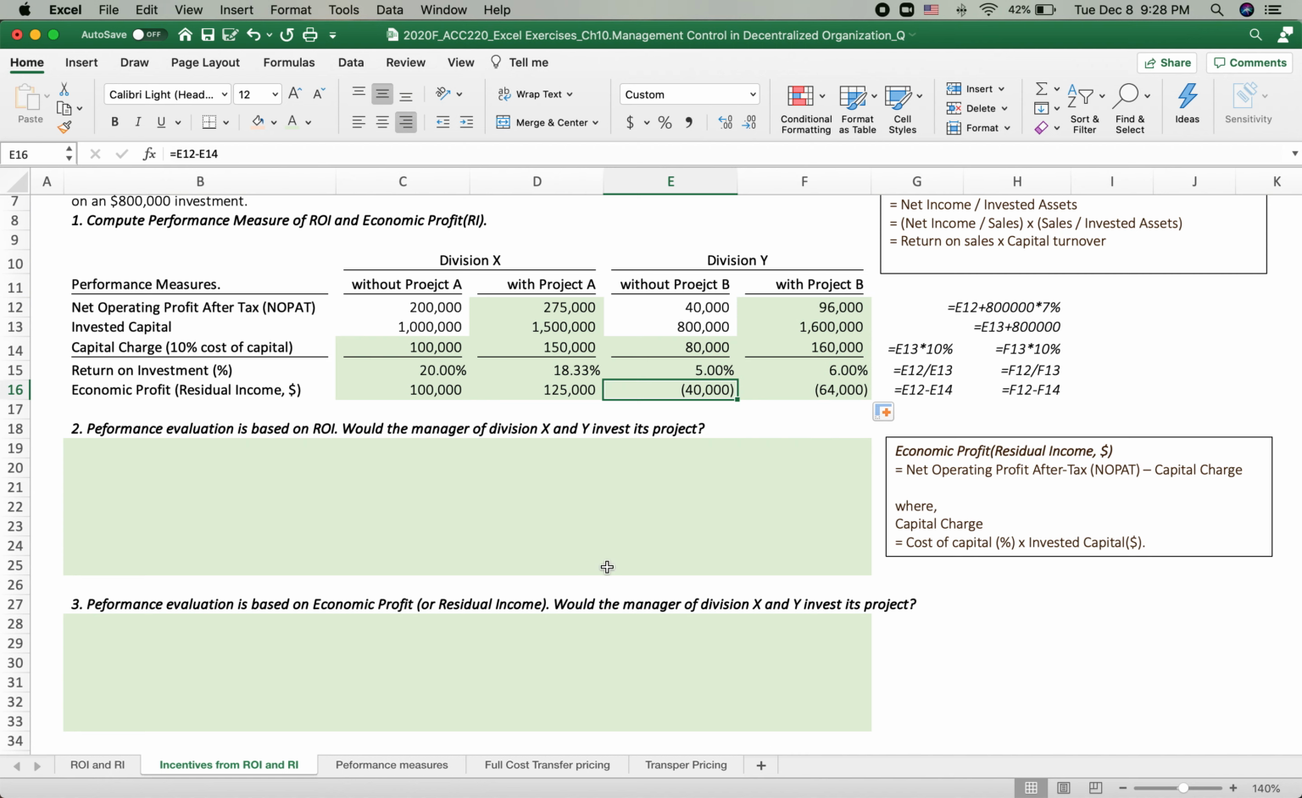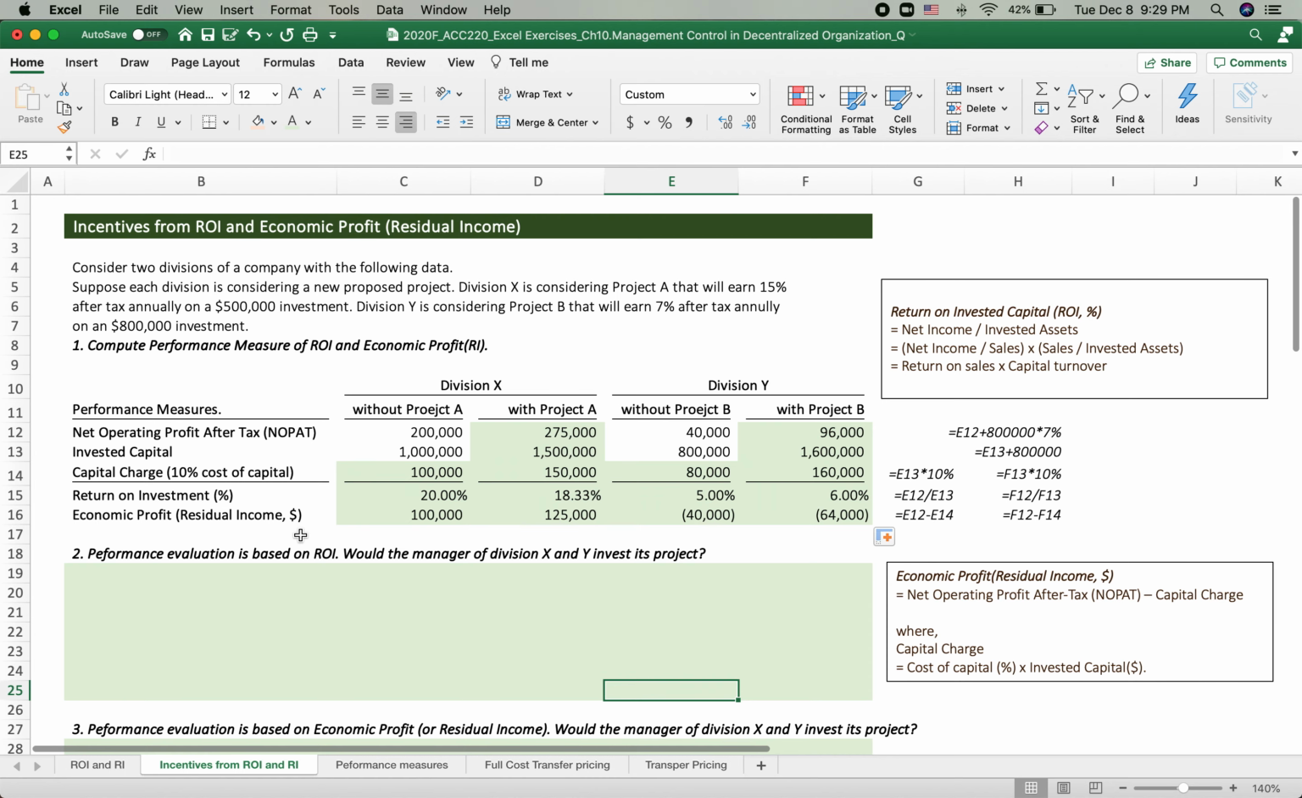Okay, like this, it depends on which performance measure the company evaluates with. So we need to analyze the incentives from ROI and economic profit in this way.